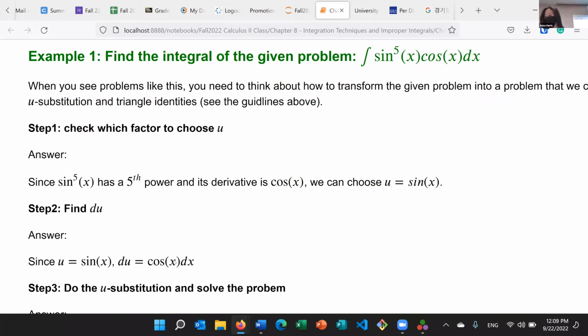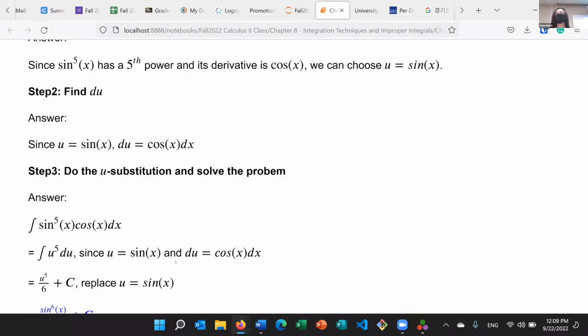So first thing, you're going to choose a factor to use as your u, because we're going to do u substitution. Are you with me? Sine to the fifth power, which means the power is an odd number, so we're definitely going to use that. We're going to use u equal to sine x. Everybody with me? Now, what is du? That's exactly right: cosine x dx.